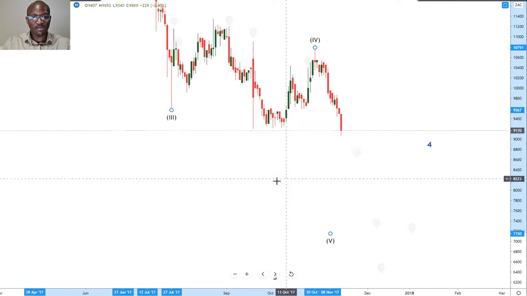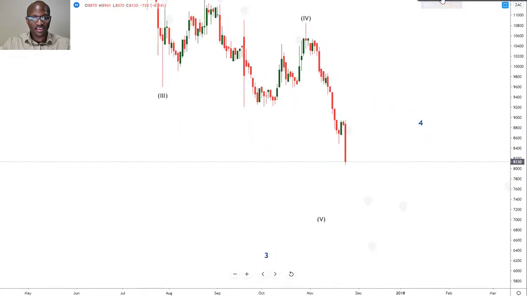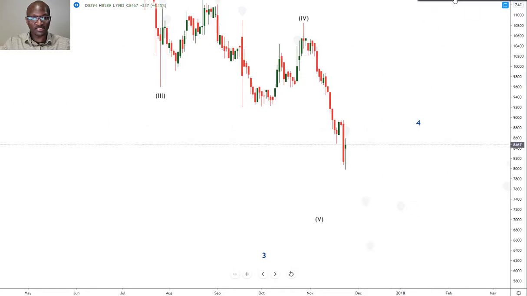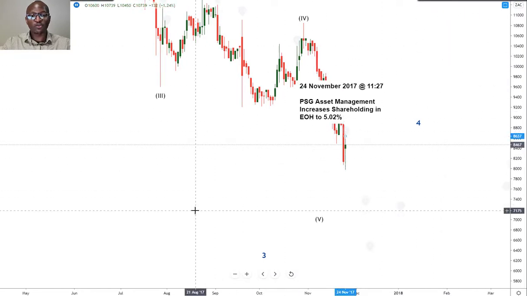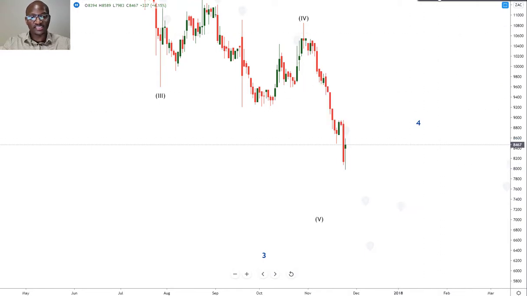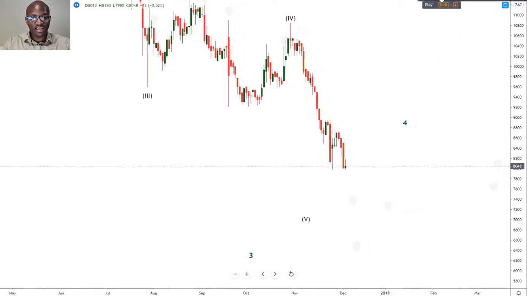Now we are in November 2017, and after much more downside movement, on the 24th of November, PSG Asset Management increases shareholding in EOH to 5%. So more institutional buying of EOH shares, again, probably because PSG maybe felt that at current levels, the market was undervalued, with amaBhungane basically retracting, felt that all these allegations were unfounded and EOH should start recovering again. But what happened after that? As you guessed, the market just keeps going down and down and down.